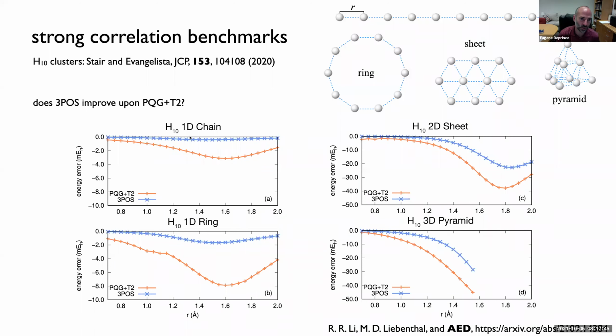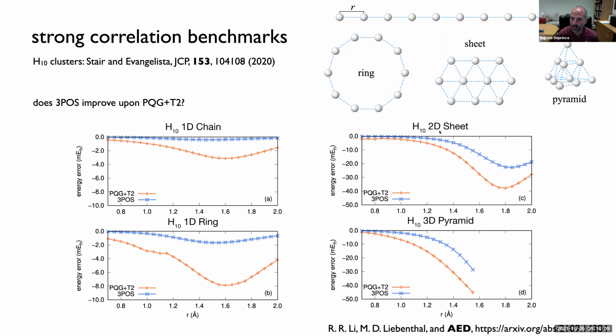The chain and the ring structure, these are the easy ones where the T2 condition was doing quite well anyway. That's the orange curve. My blue curve for 3-pos is really very accurate. Error is much less than a millihartree at all bond lengths. Same thing for the 1D chain, the 1D ring. Maximum errors are around 2 millihartree, so that's pretty awesome.